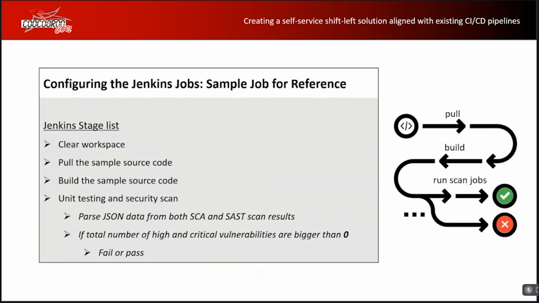The last job we implemented was a sample job, as a reference that development teams can read, modify, and change. They can implement their own pipelines, so it's a reference. The sample Jenkins job cleans the workspace, pulls the source code, builds the sample source code, and proceeds to both SCA and SAST scans using API calls. The last stage parses the JSON results and calculates the total and high/critical vulnerabilities returned by both scan jobs, and fails or passes based on the criteria.